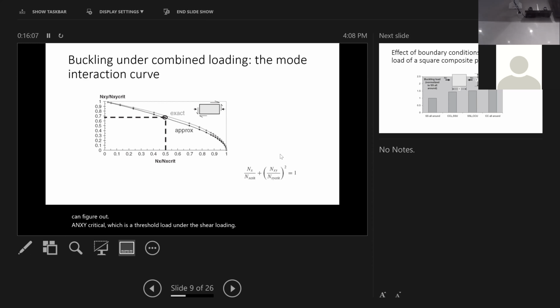And this curve gives you the failure condition when both loads apply at the same time. So even if your Nx load is less than Nx critical and your Nxy load is less than Nxy critical, put together, it could be critical under combined loads. That is when the equation is roughly equal to 1, for that combination. So this is more like a failure envelope for the case of a buckling load under combined loading. But this allows you to analyze more complicated situations.